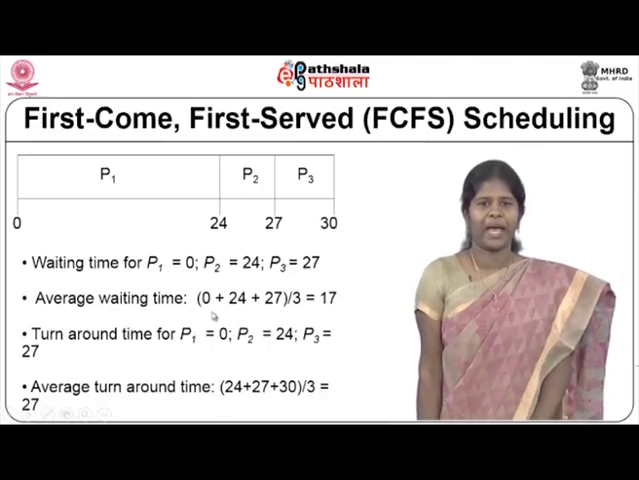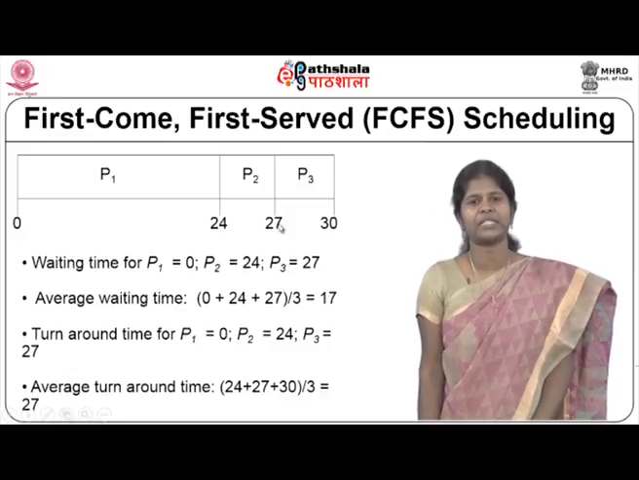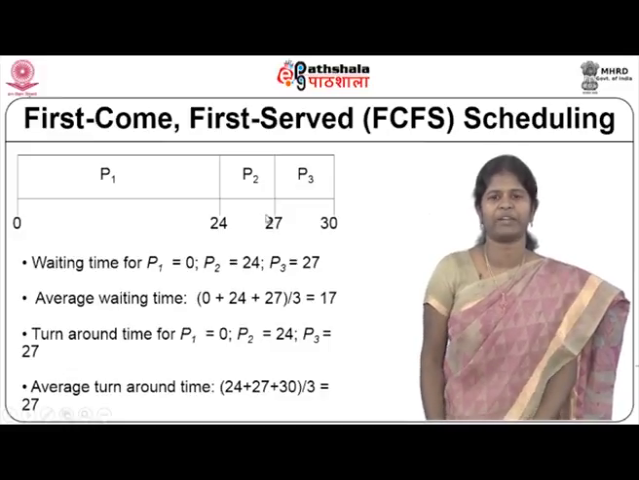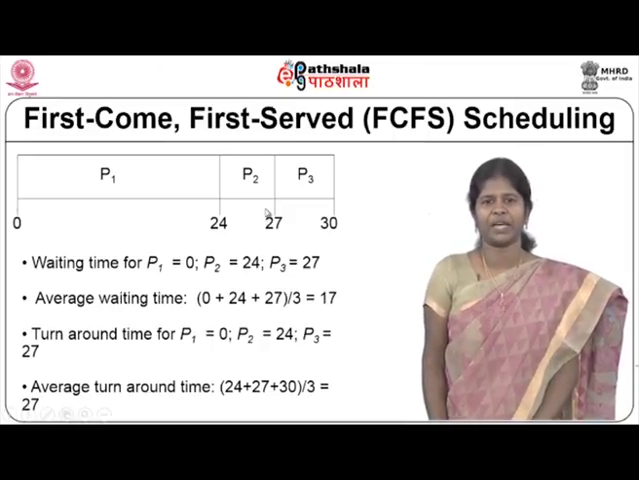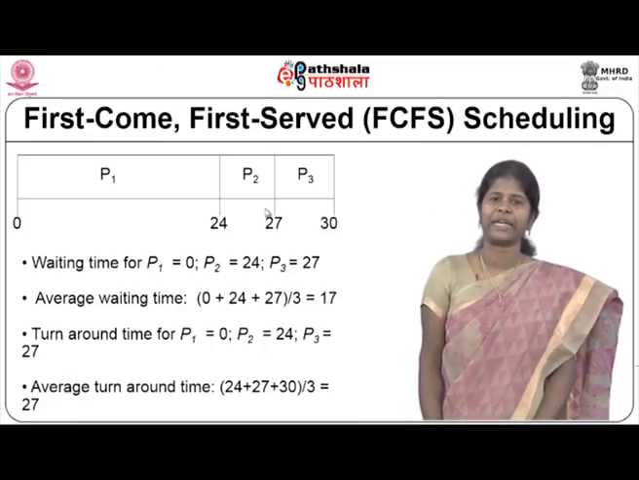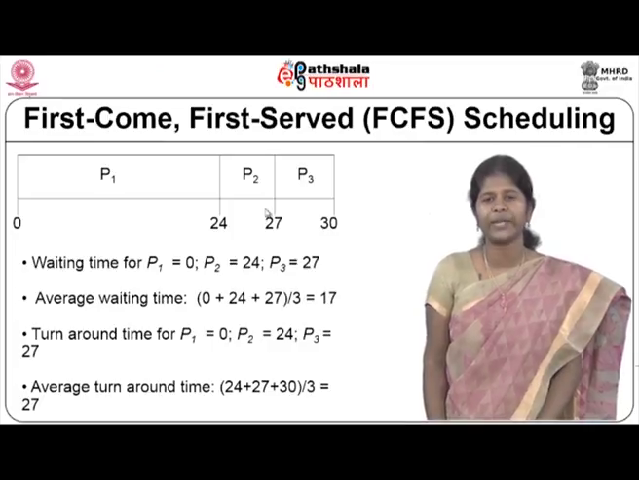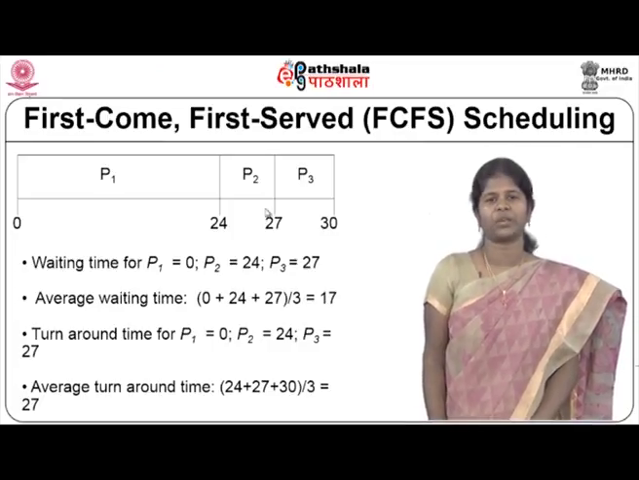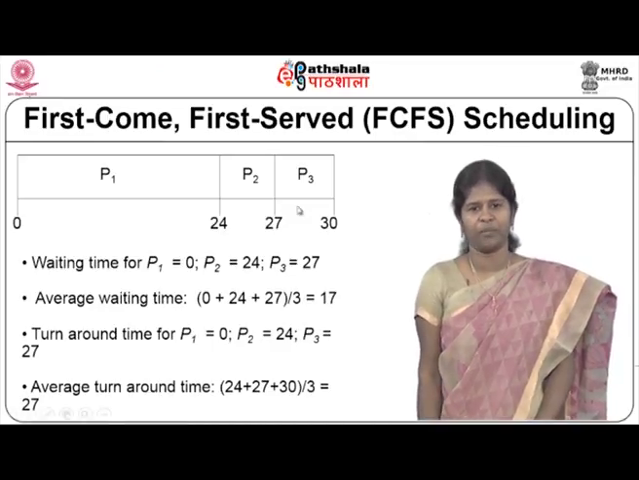Now when we calculate the average waiting time, for P1 it's 0, for P2 it's 24, for P3 it's 27, and hence it is 0 plus 24 plus 27 divided by 3, which is 17. Looking at turnaround time, for P1 it is 24, for P2 it's 27, for P3 it's 30, and hence the average turnaround time is 24 plus 27 plus 30 divided by 3, which equals 27. So, this is how this scheduling works.